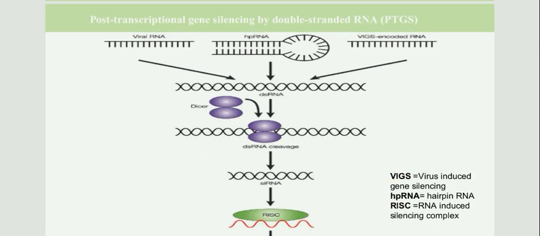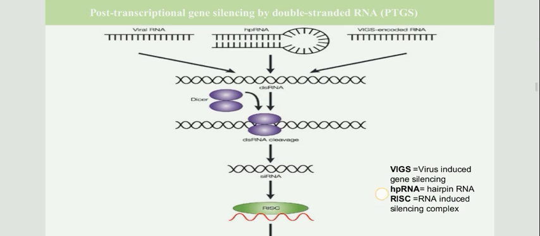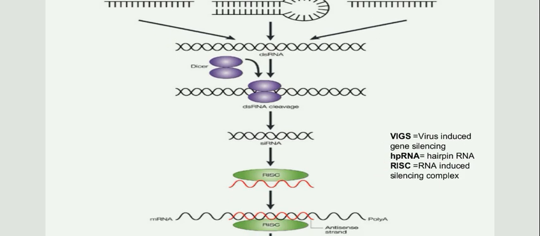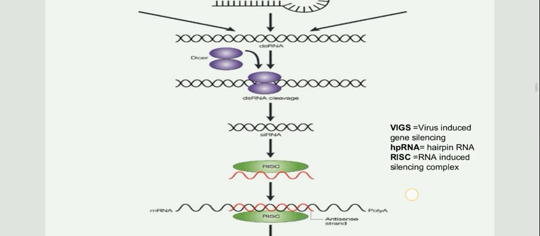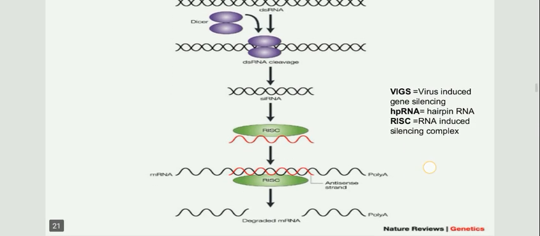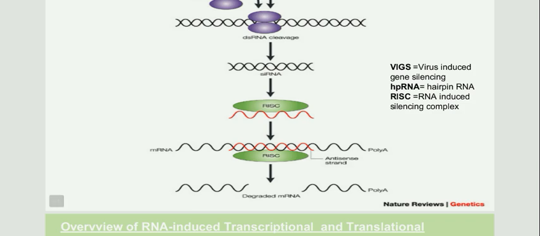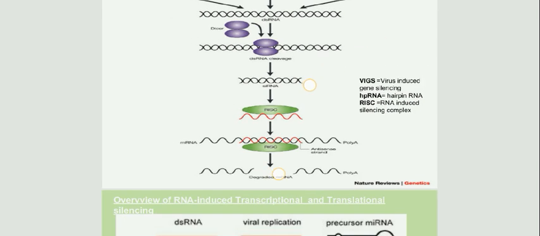Post-transcriptional gene silencing by double-stranded RNA, PTGS. Viral RNA, Dicer, dsRNA cleavage, siRNA, RISC, virus-induced gene silencing, HpRNA, hairpin RNA, RISC, the RNA-induced silencing complex, then antisense strand, degraded mRNA.